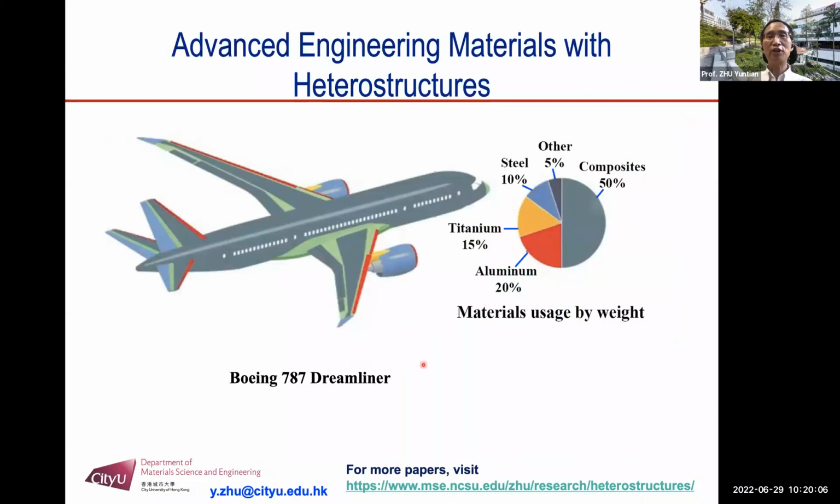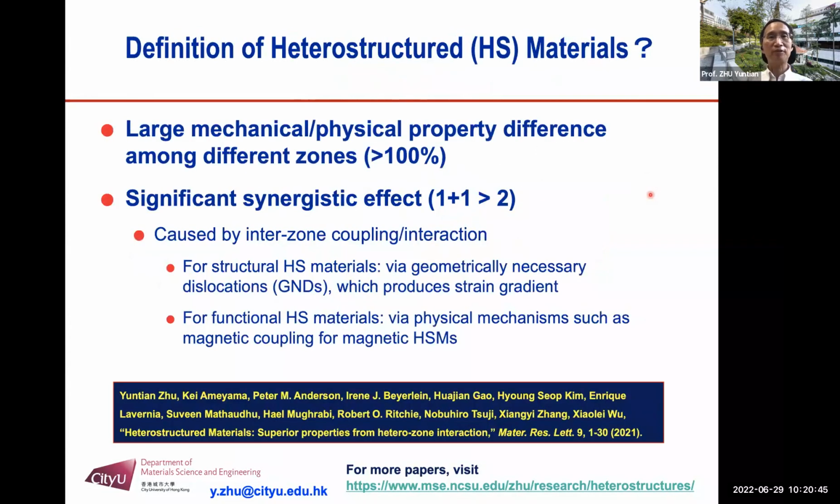Of course, if you go to advanced engineering materials, like this Boeing 787 Dreamliner, this Dreamliner can save fuel cost by 20% to make it competitive. The reason for that is 50% of the structure is made of carbon fiber composites, which make them lightweight and strong. So all these materials are heterostructures because they are not uniform.